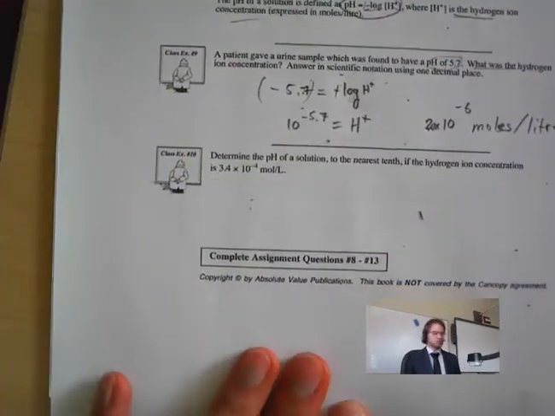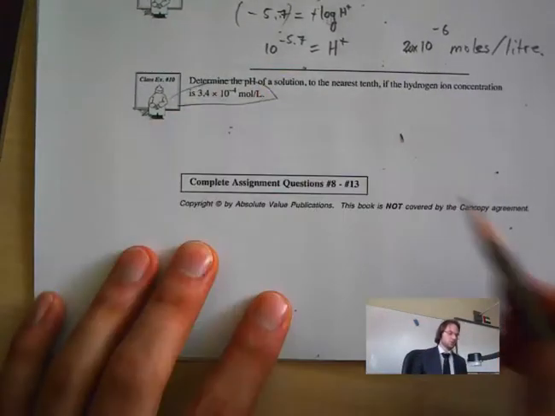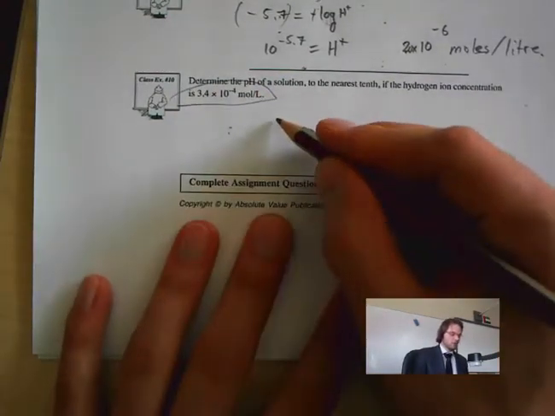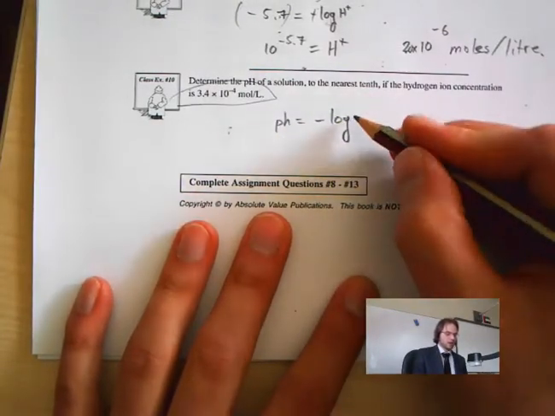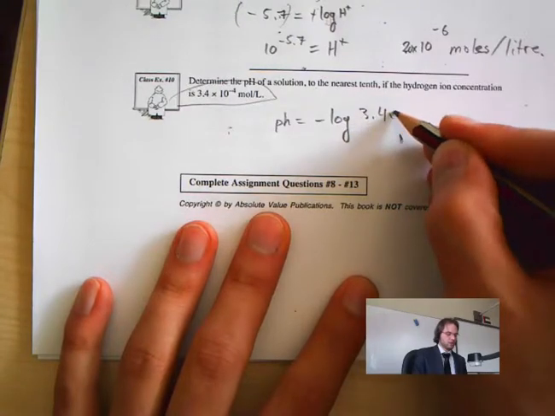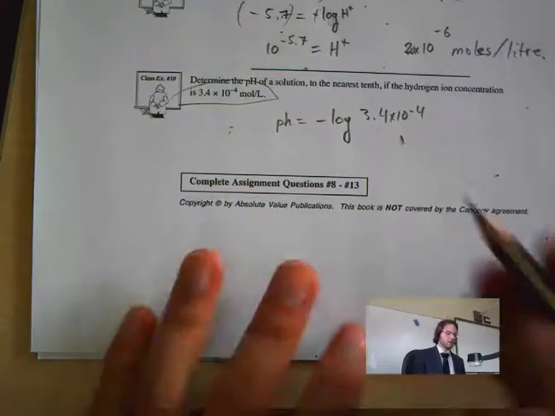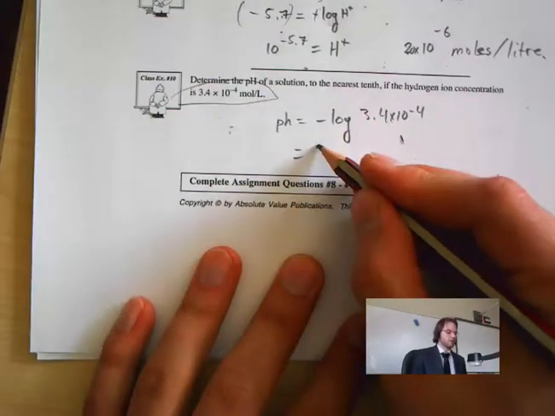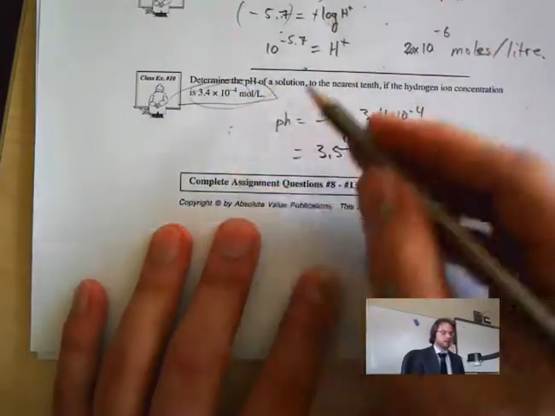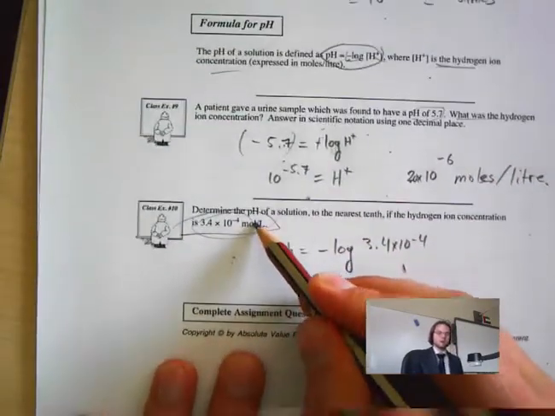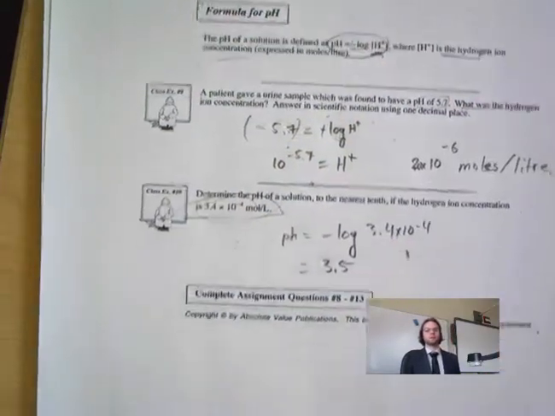Okay? So let's try the last one. This one is giving us our concentration in moles. So I know my pH is equal to negative log, and we have 3.4 times 10 to the -4. That's it. Now I just have to put this into my calculator, and I'm going to end up getting 3.5. Because it was giving me my H3+. So I plug this in for my H right there. That's how we do that.